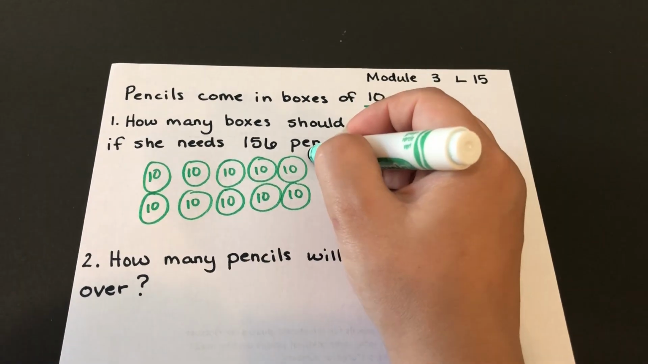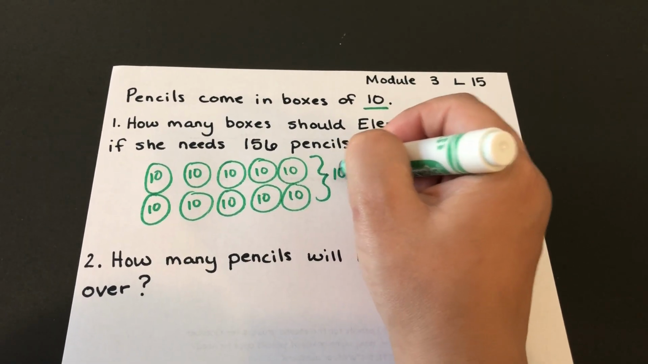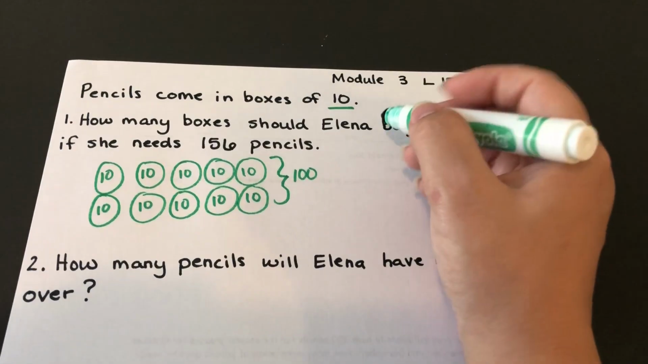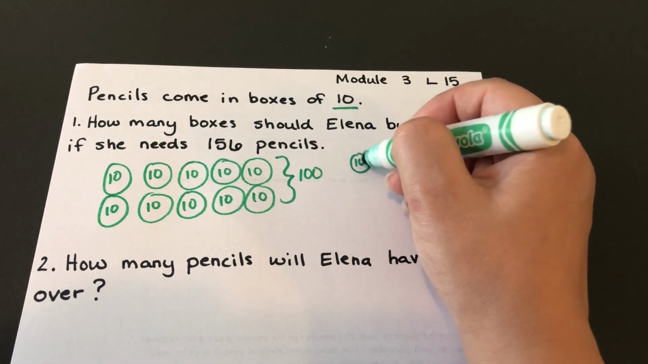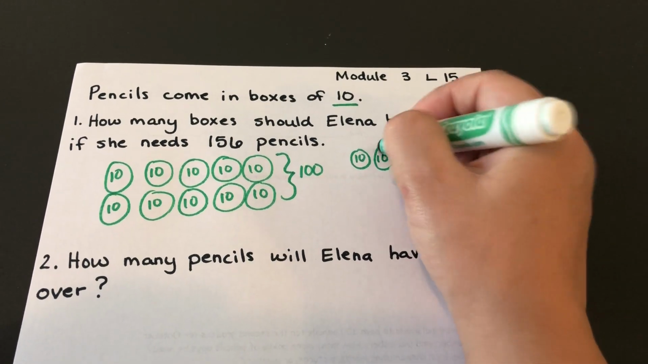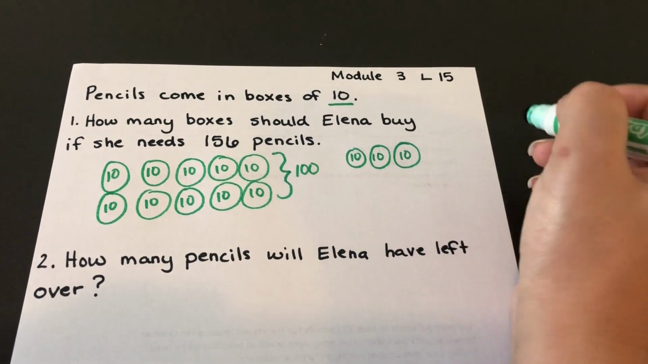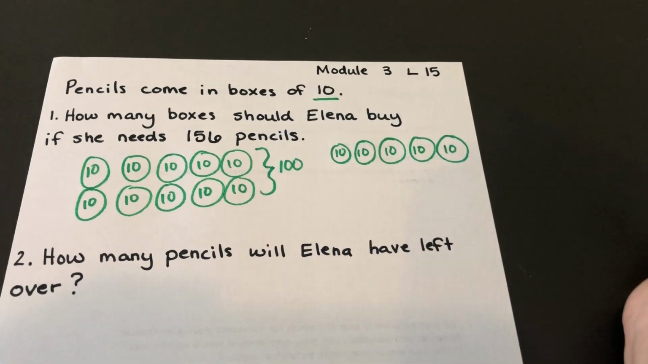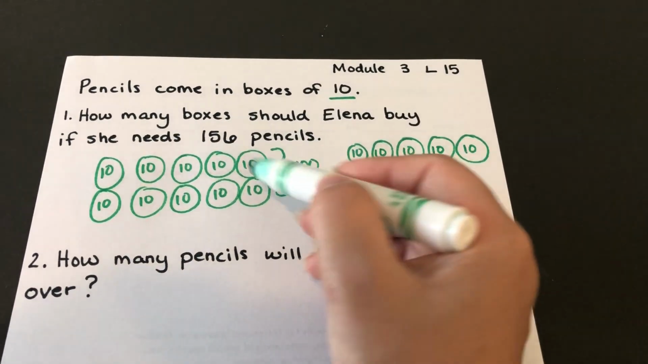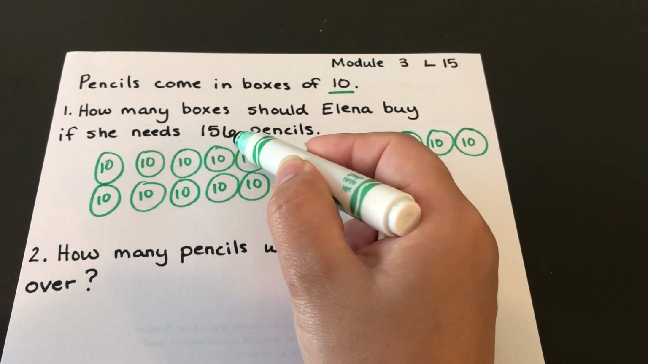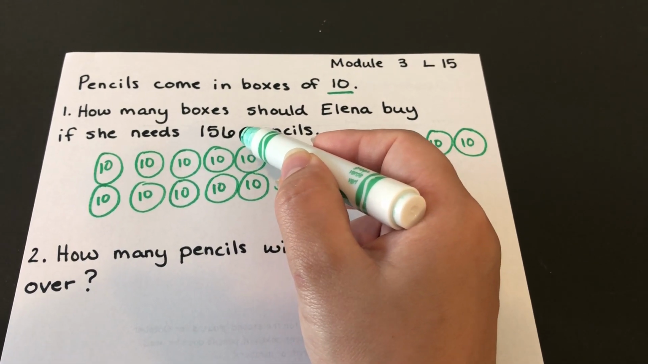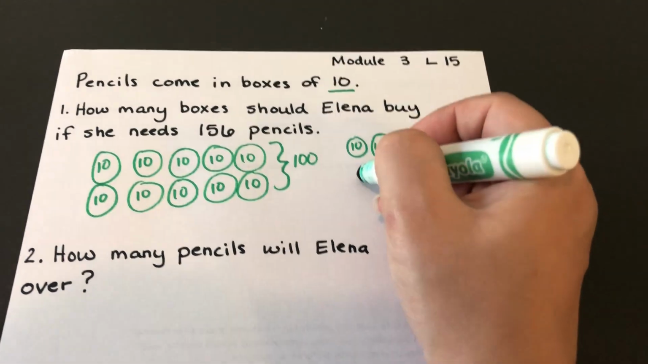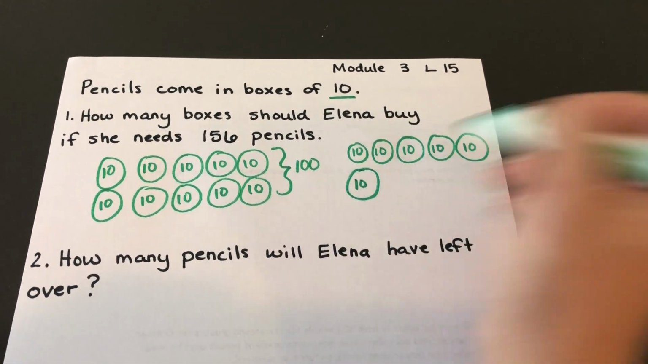All right, so I'm at 100 pencils. I still need at least 56 more. All right, so now I'm at 110, 120, 130, 140, 150, and I need to get to 156, but the pencils don't come in packs of 6, so I need to add another 10. I will have some leftovers.